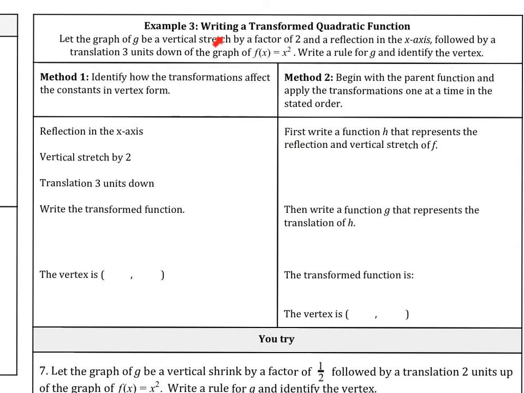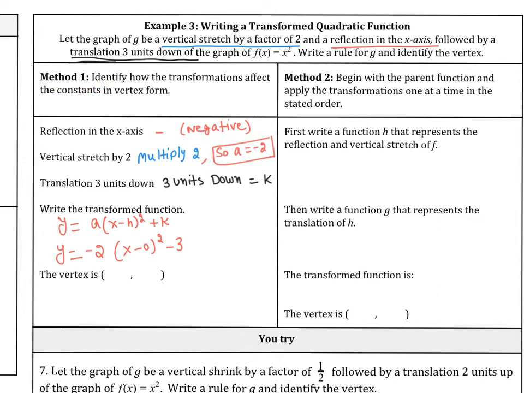Example number 3, writing a transformed quadratic function. Let the graph of g be a vertical stretch by a factor of 2 and a reflection in the x-axis, followed by a translation 3 units down of the graph f(x) equals x squared. Write a rule for g and identify the vertex.